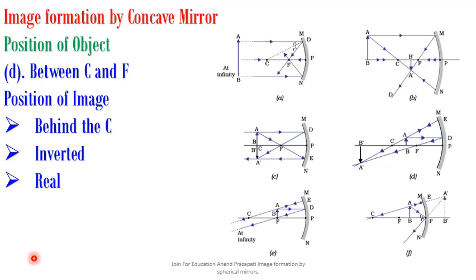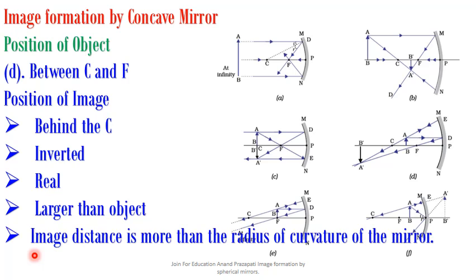So position of the image behind C, nature of the image inverted and real, and size of the image larger than the object, and the image distance will be greater than the radius of curvature.